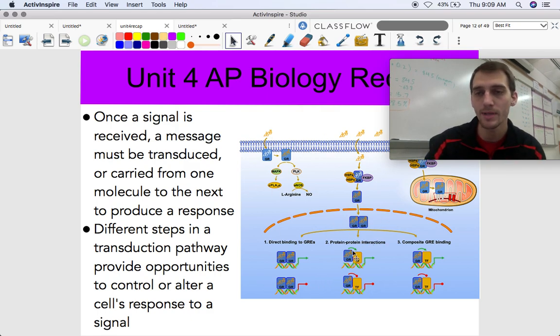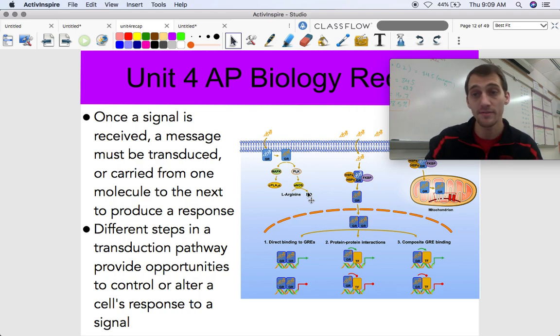All right, so this is a more complicated image than what you're probably going to have to deal with on the AP exam. But it's showing here that, okay, here's a ligand, it binds to a receptor, and then a series of steps happens to bring that signal into the cell to cause a response. This right here, where it brings in that signal from the outside to the inside, is called transduction. And there are many different transduction pathways that can occur.